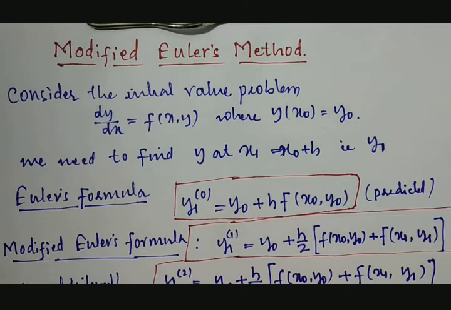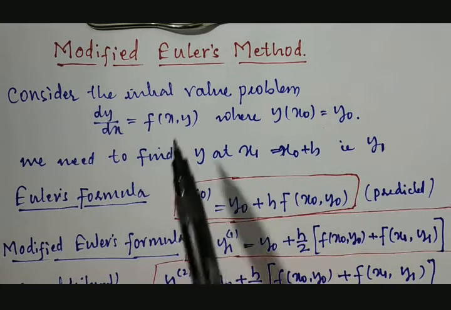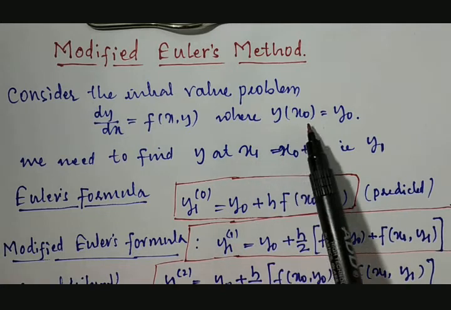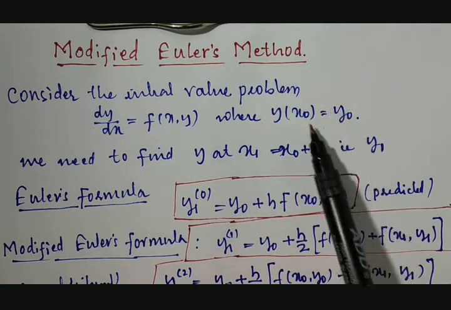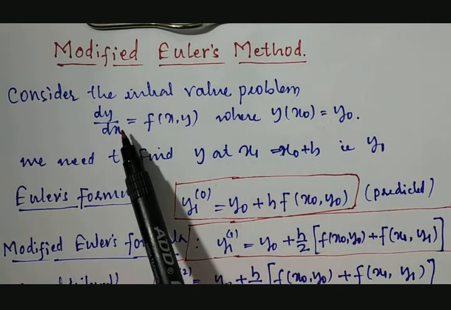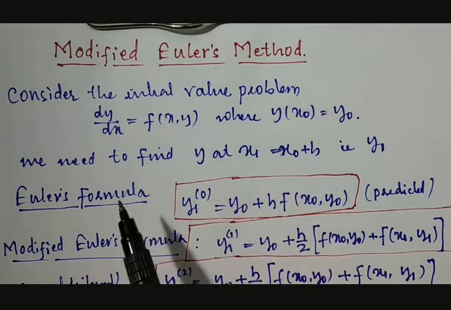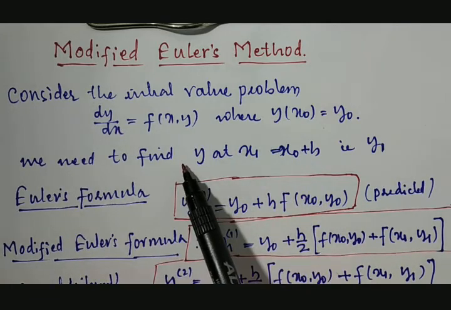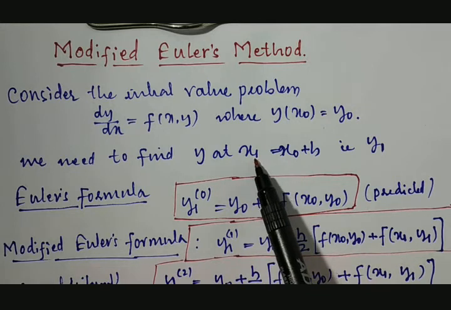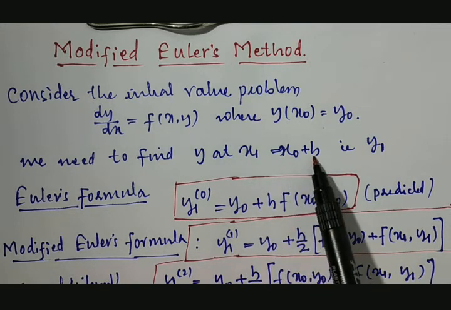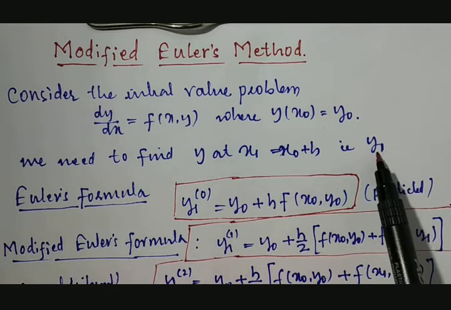Here, if we consider initial value problem, dy by dx is equal to f of x, y, where y of x0 equals y0. This is the initial value given, and this is the first order differential equation. Here we need to obtain the value of y at x1. x1 will be x0 plus h, where h is the step length, step size here. That is nothing but y1.